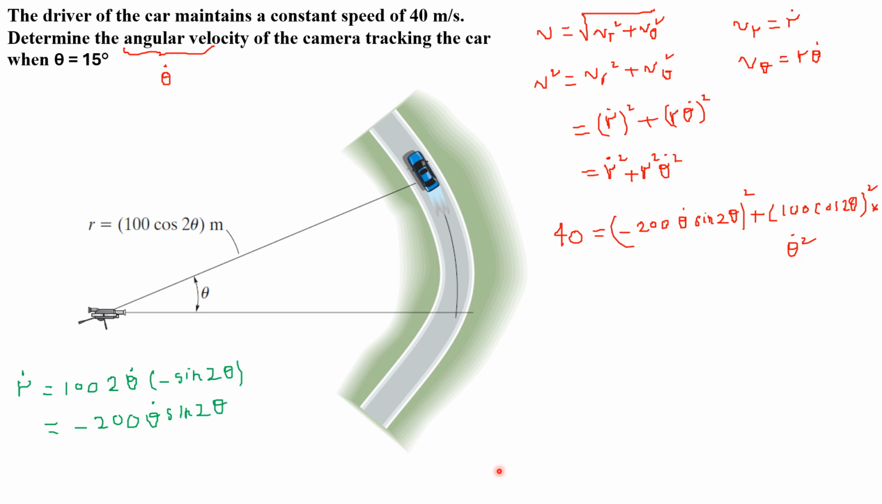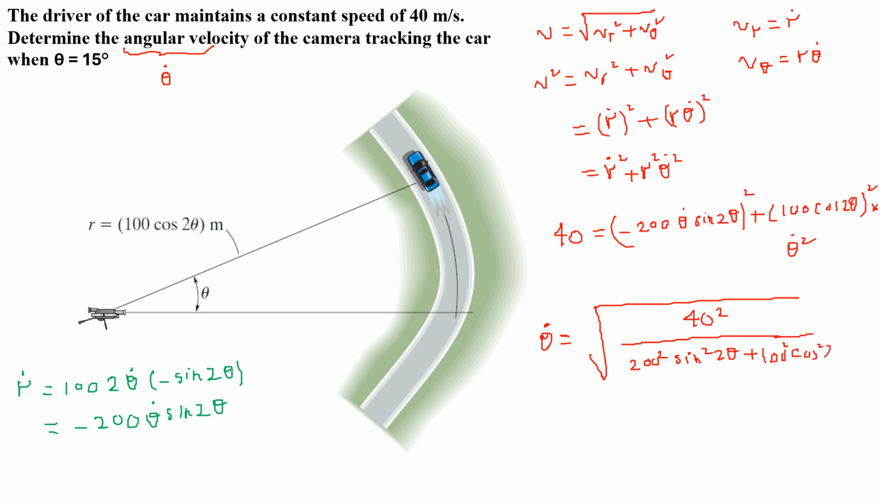Now we can solve this equation for theta dot, and that will give us the answer. I will do the numerical calculation at the end; I'm just going to simplify this expression. So theta dot equals 40 squared over 200 square sine square 2 theta plus 100 square cosine square 2 theta.